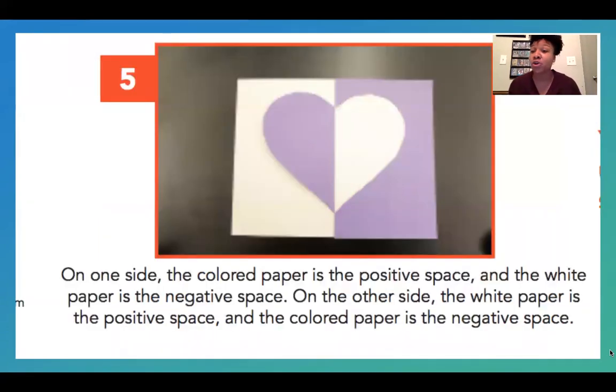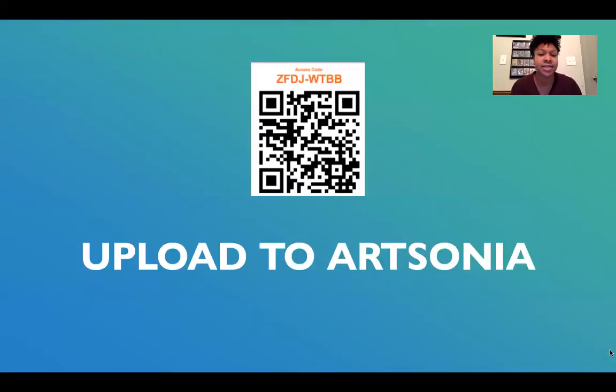I want you to take your glue, go ahead and glue down half of that heart and glue down the other side, which is that negative space. We're gluing everything down at this point. And I want you to sit back and identify which one is positive and the other one that is negative, okay?